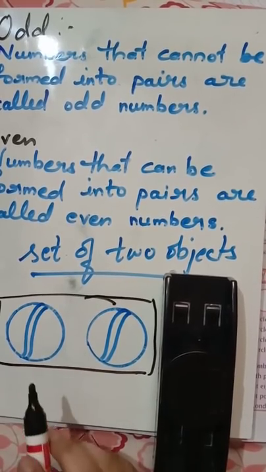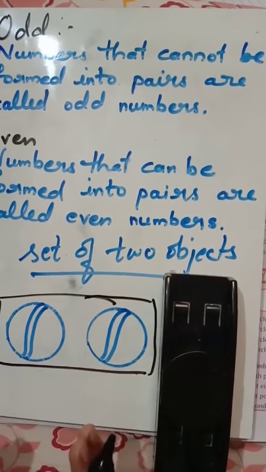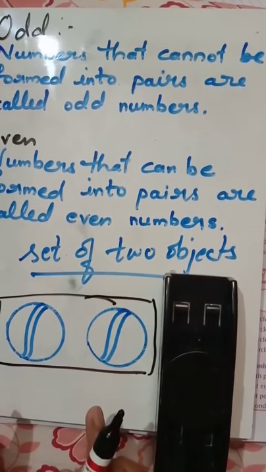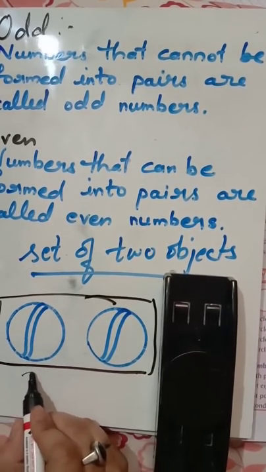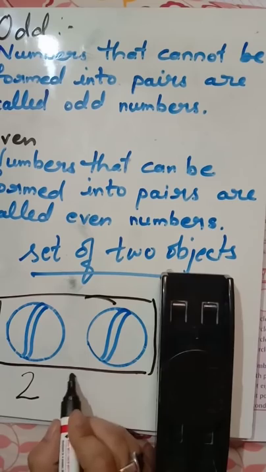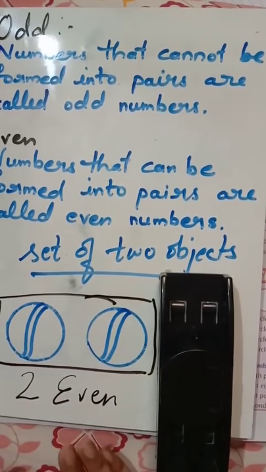So what does it mean? We are able to form the pair of these two balls. So it means that 2 is an even number. We can form a pair of two objects.